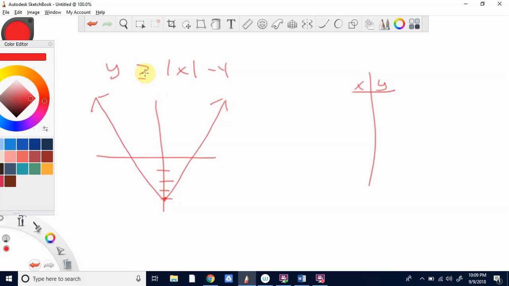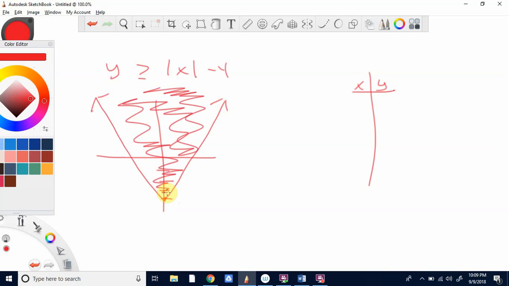And where am I going to shade? So we go to the y-intercept. This is y greater. So we should be shaded in here, inside the V, all the way up to infinity. And how can I check it? Well, clearly the origin's not in there, so I should get a true statement. Does 0 greater than or equal to the absolute value of 0 minus 4? What's 0 greater than or equal to 0 minus 4? 0 greater than or equal to negative 4. Yes, that's a true statement, so I've shaded it in the correct place.